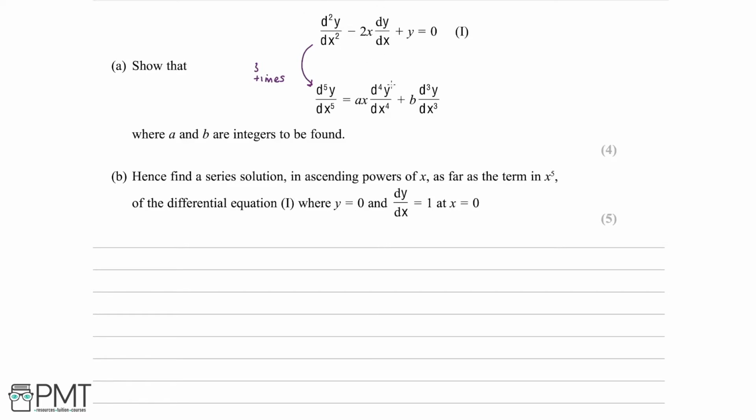Now let's differentiate our equation I then. So we have the second derivative of y minus 2x multiplied by the first derivative of y plus y is equal to 0. Now if we differentiate this entire equation, we'll need to differentiate each of these terms individually.